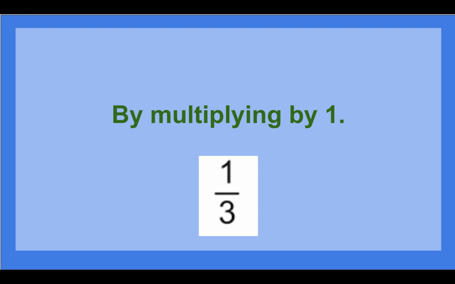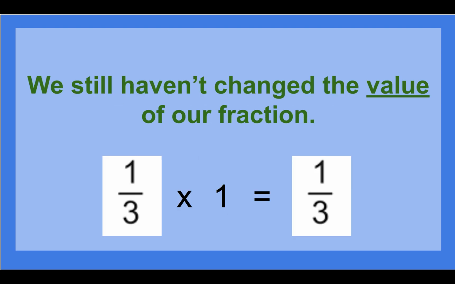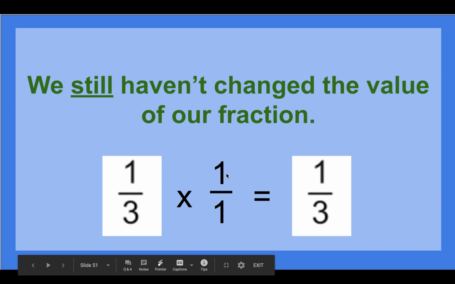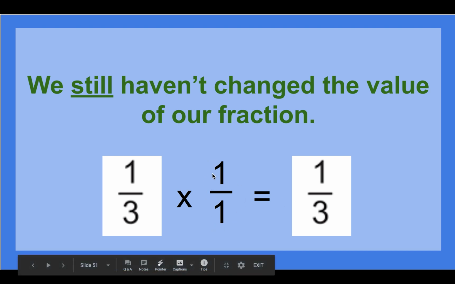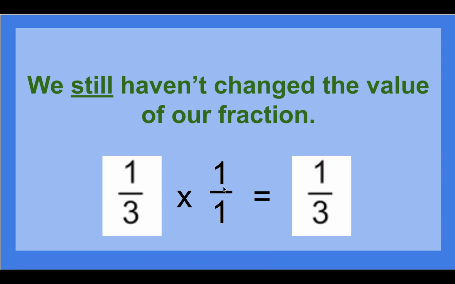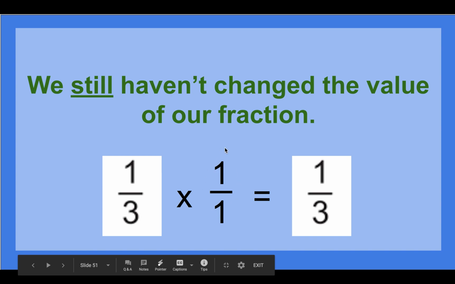By multiplying by 1. Okay, so if we multiply by 1, we still haven't changed the value of our fraction, right? We say 1/3 times 1 equals 1/3 still, right? We have not changed the value, it remains the same. Now if we multiply this by 1/1, then we still haven't changed the value of our fraction, right? Because 1/1 is just 1. This fraction represents the number 1. So we're still just multiplying 1/3 by 1, even though we've turned this 1 into a fraction.